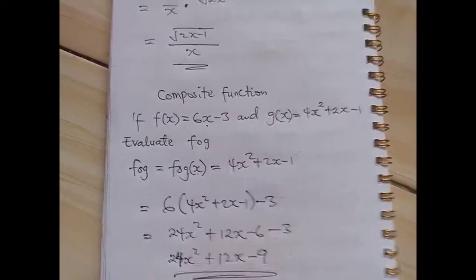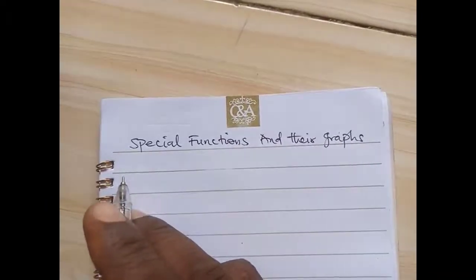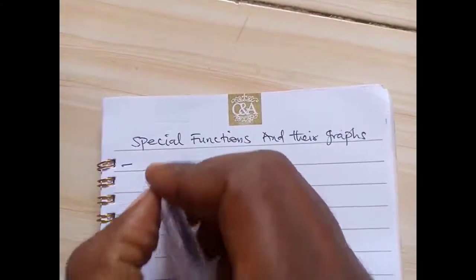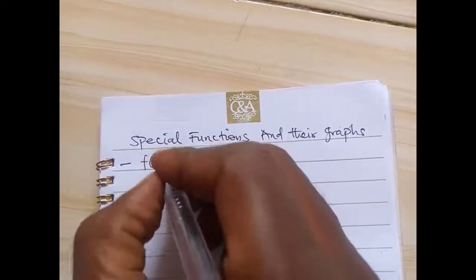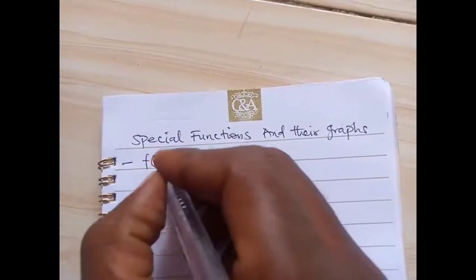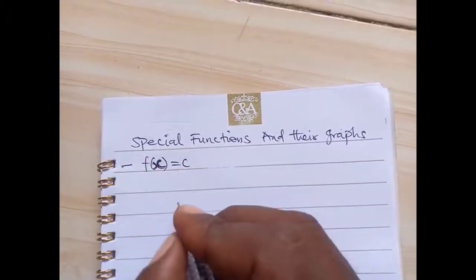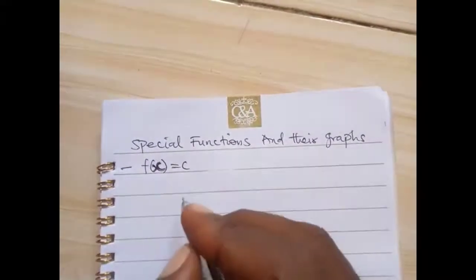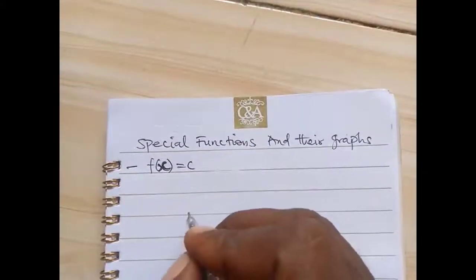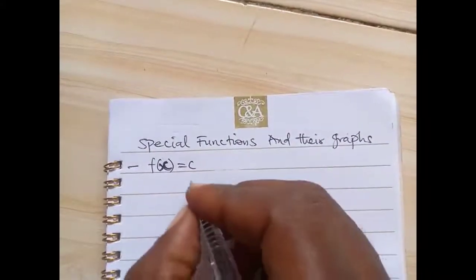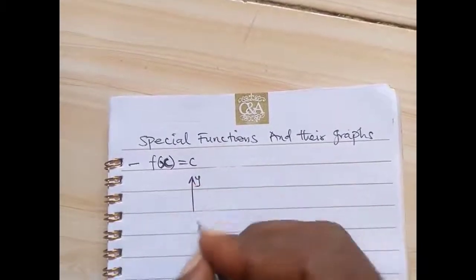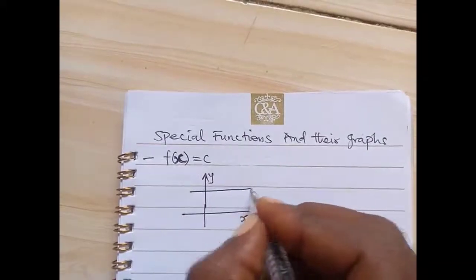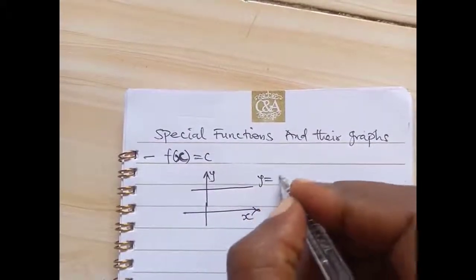We have what we call special functions. So we're going to look at them and their graphs. The first one is the constant function. Here y is constant. So f of x or y is constant. What it means is that y has only one value, which is c, in its range. So the image of every x is just c. So if this is y and this is x, y equals c.